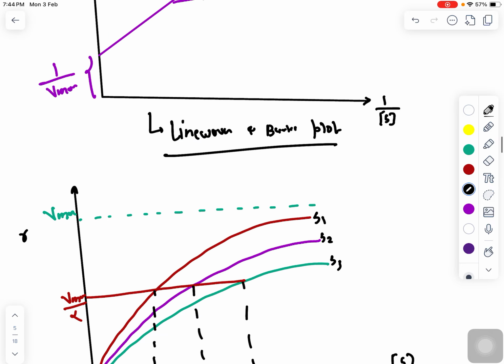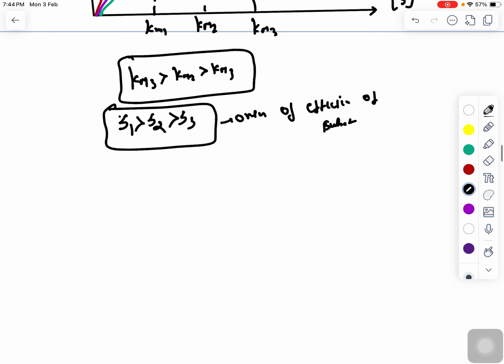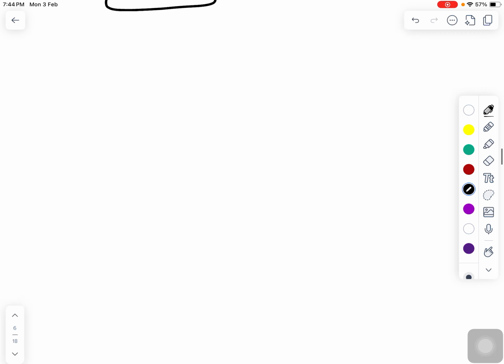I hope this is clear to all of you. So this is all about Michaelis-Menten kinetics. After that I will be talking about the types of enzyme inhibition.